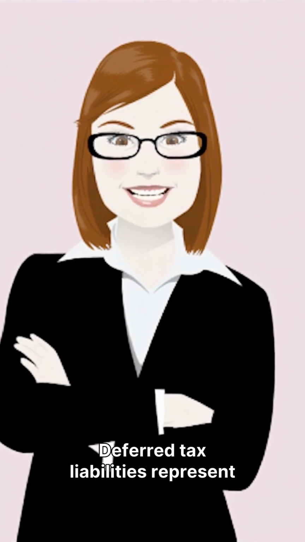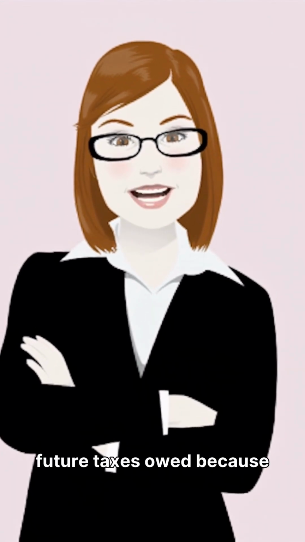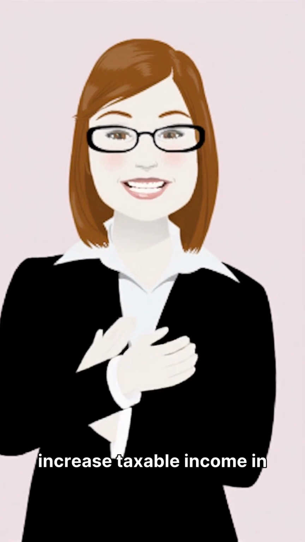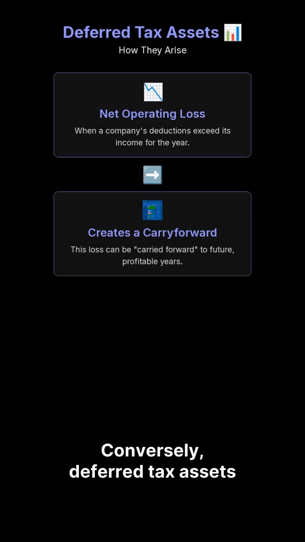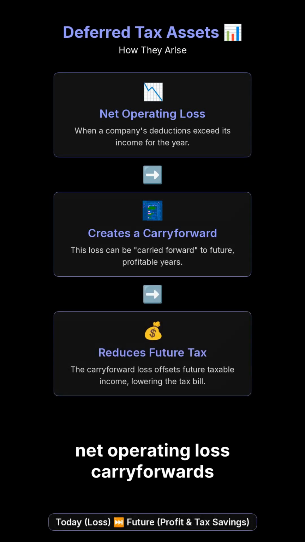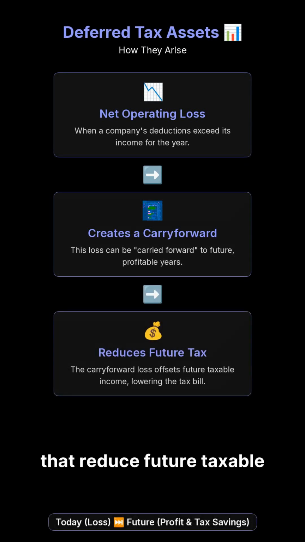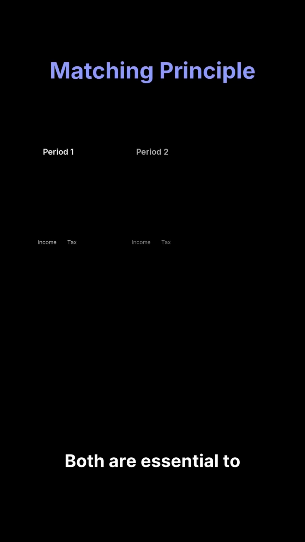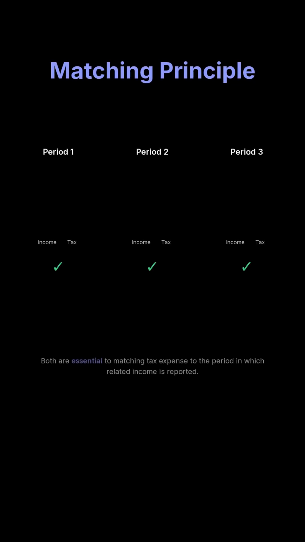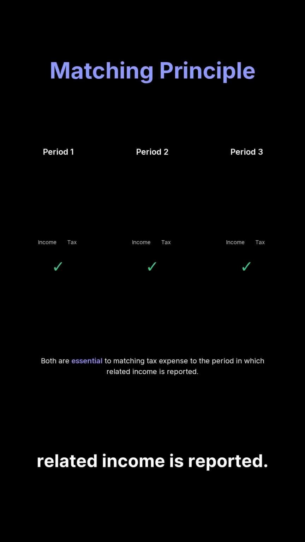Deferred tax liabilities represent future taxes owed because of temporary differences that increase taxable income in the future. Conversely, deferred tax assets arise from items like net operating loss carryforwards that reduce future taxable income. Both are essential to matching tax expense to the period in which related income is reported.